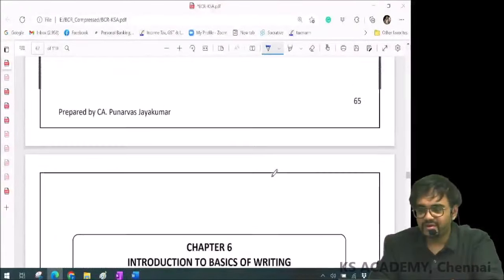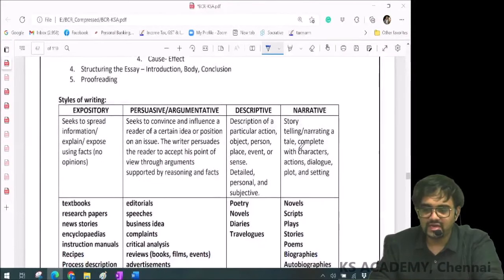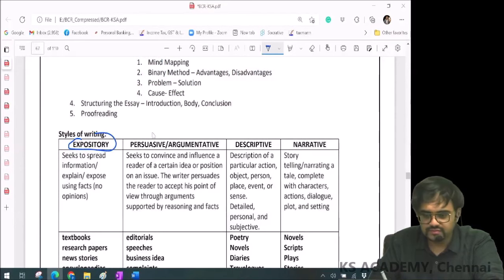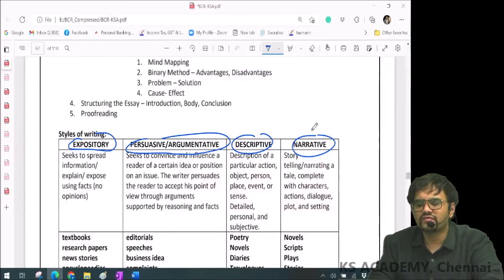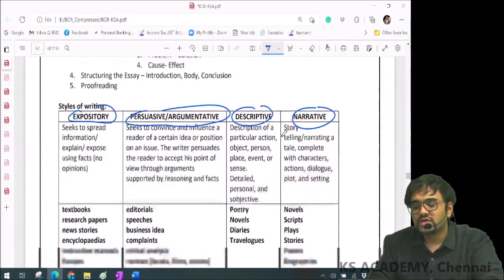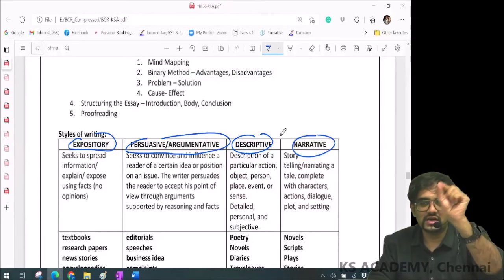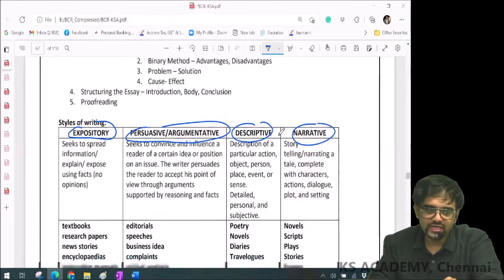So if you see page number 66, introduction to basics of writing. Guys, they can ask you anything to write. That writing can be expository in nature, persuasive or argumentative, descriptive or narrative. They can ask you to narrate your experience of a one-day trek, or describe an office you visited. They can ask you anything. In such a case, you need to close your eyes and, with a pencil, write down all the important pointers, how the structure should be, and then write the answer.